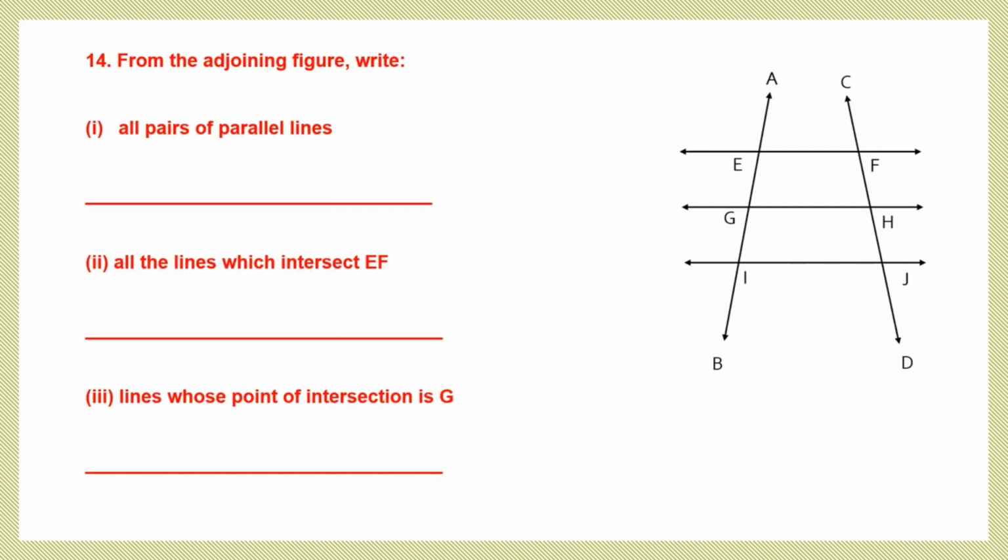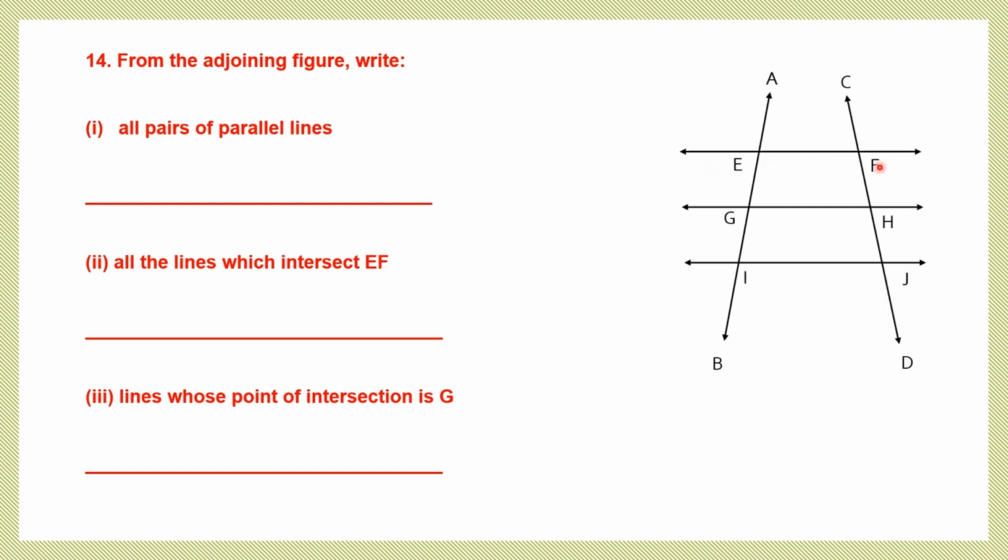Now question 14. From the adjoining figure, can you see the figure given? Now we need to look at all the lines drawn there and we need to answer these questions. So the first question is, write all pairs of parallel lines. So there are many parallel lines here, as you can see. There are 3 lines. Write all pairs of parallel lines. So we're going to take all pairs, that means 2 lines.